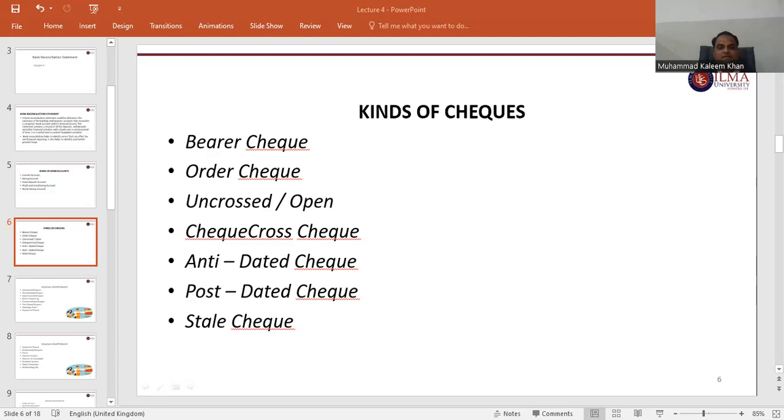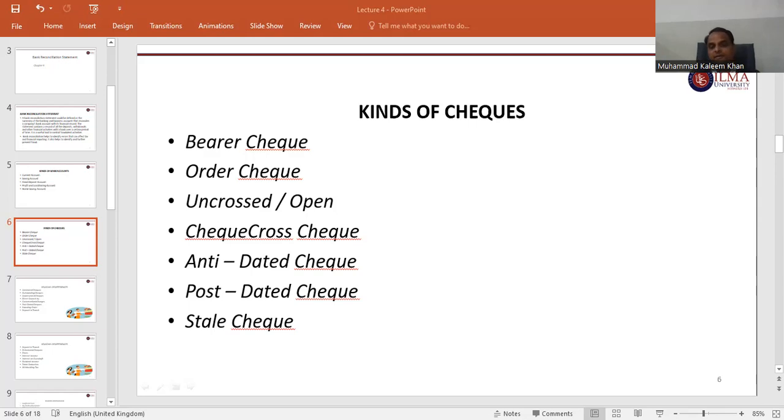The next one is cross check. Cross check means drawing two parallel lines on the face of the check with or without additional words like ENCO, account payee, non-negotiable, etc. A cross check cannot be encashed at the cash counter of a bank, but it can only be credited to the payee's account.